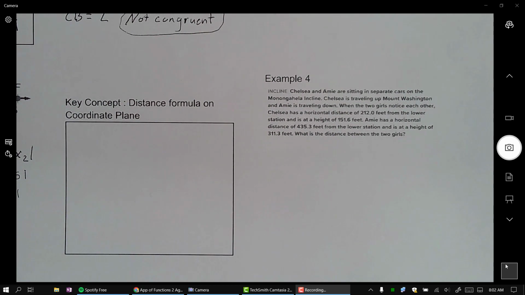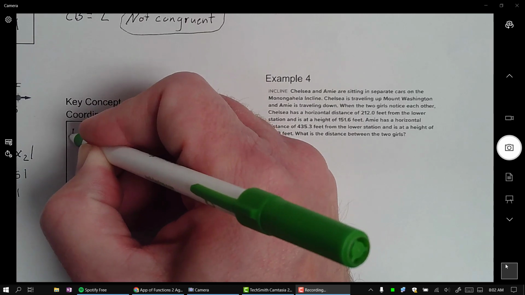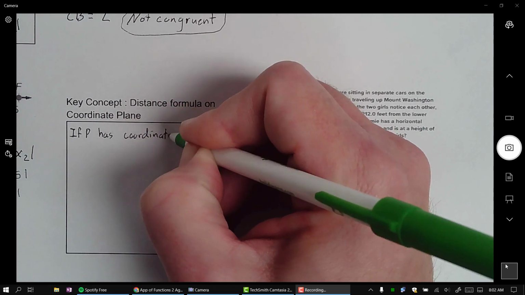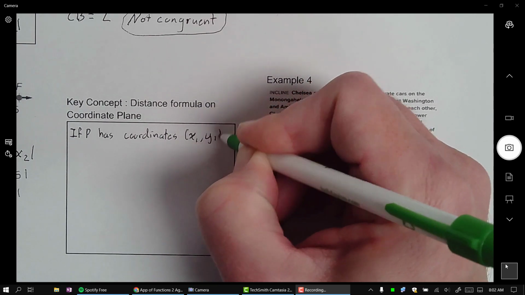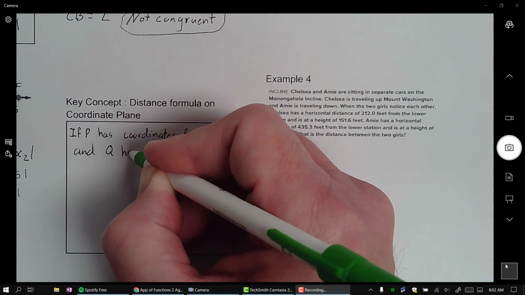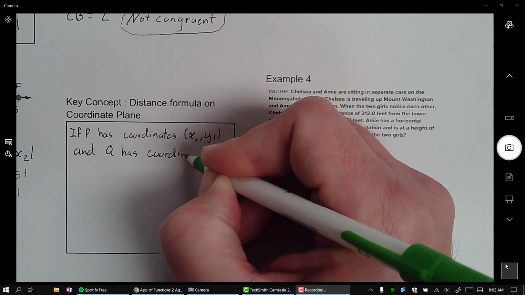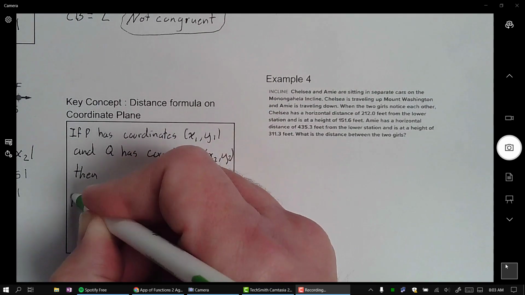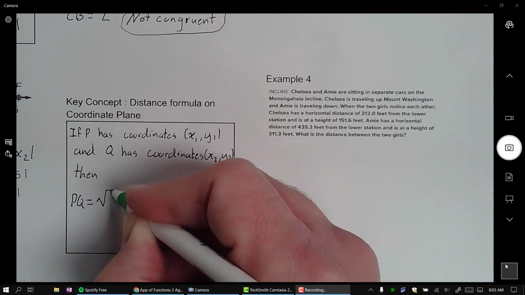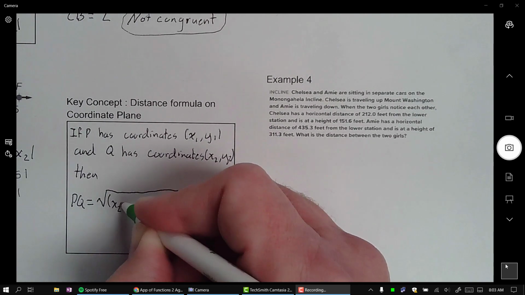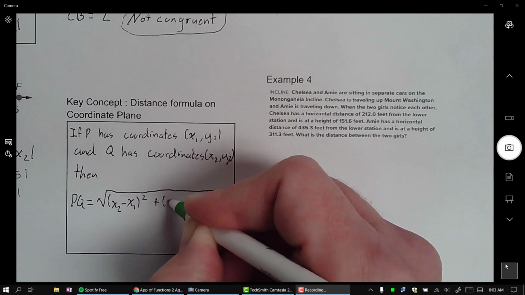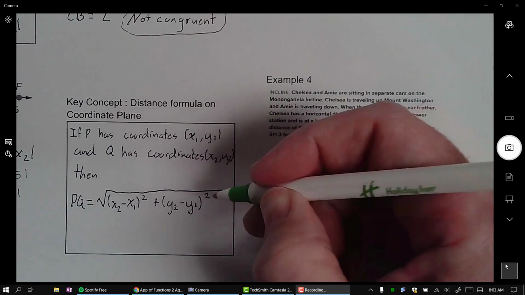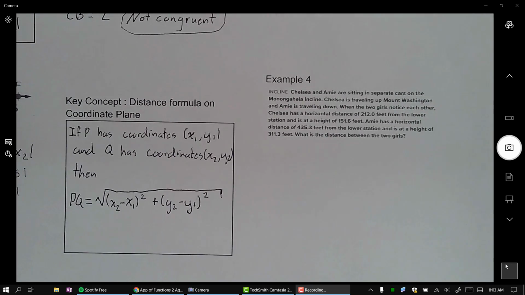So I'm going to use the same points, P and Q. So if P has coordinates x1, y1, and Q has coordinates x2, y2, then the distance of PQ is going to equal the square root of x2 minus x1 squared plus y2 minus y1 squared. So we're going to use the square root in order to find what the distance is. So let's give this a try with an example.